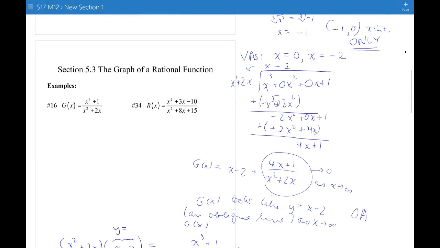So for number 34, if you would do all this work before you come to class, we could spend a lot more time working on the graph. So if you could find the zeros of the numerator and the denominator, find any vertical asymptotes, and find a horizontal asymptote, that would really help us get a big head start on the graph. And that's all we're going to do in this section.